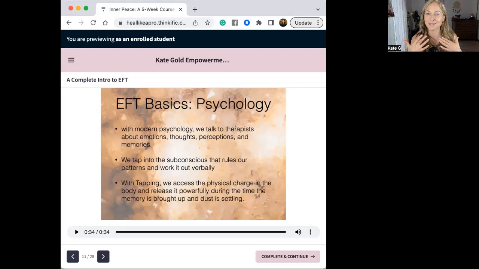The body naturally does these things anyway. It shakes, it shivers, it exhales, it sighs. I mean, how many times have you experienced something and you take a nice deep breath afterwards, that your body is naturally kind of off gassing and releasing energy that's trapped in your body?